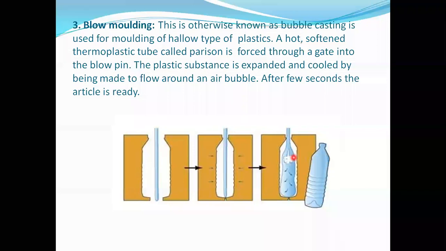Thin plastic will be cooled. After that, the mold containing ejector pins. This is known to be the ejector pin, and here the mold contains ejector pins. The pins separate the article, and the result we are getting is a bottle.